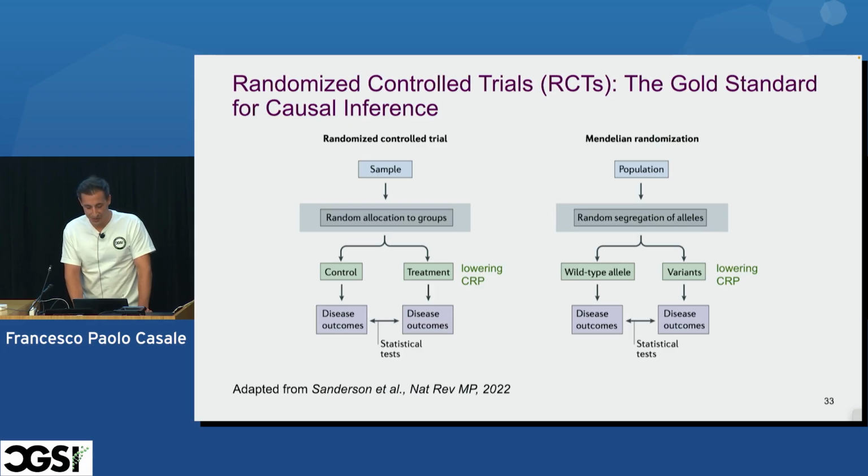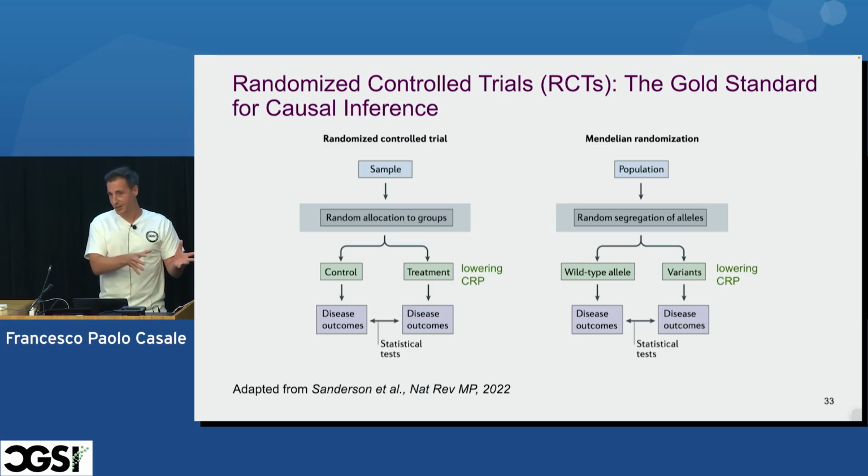Here, we use random segregation of alleles instead of the random allocation to groups. And so the two groups here are people with a wild-type allele and people with the variant that actually lowers CRP. And then in a similar fashion, a statistical test between these two groups in disease outcome tells us about causality of CRP.